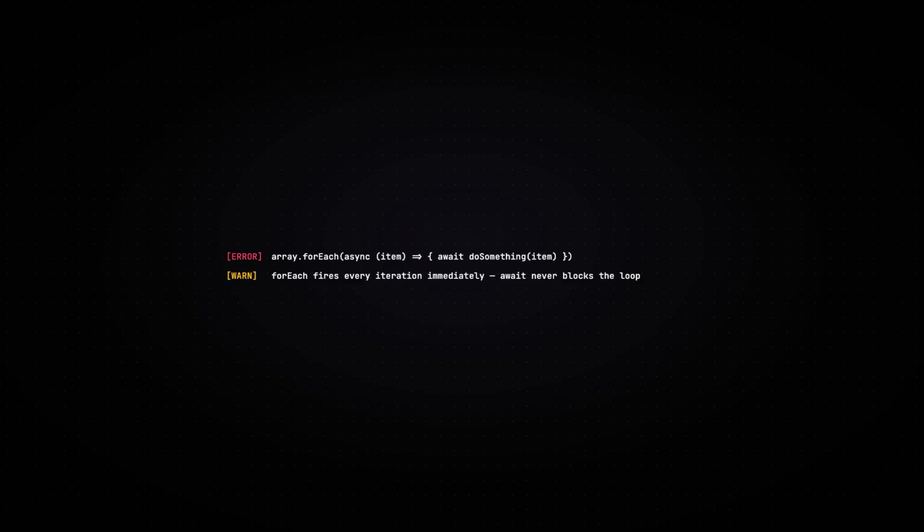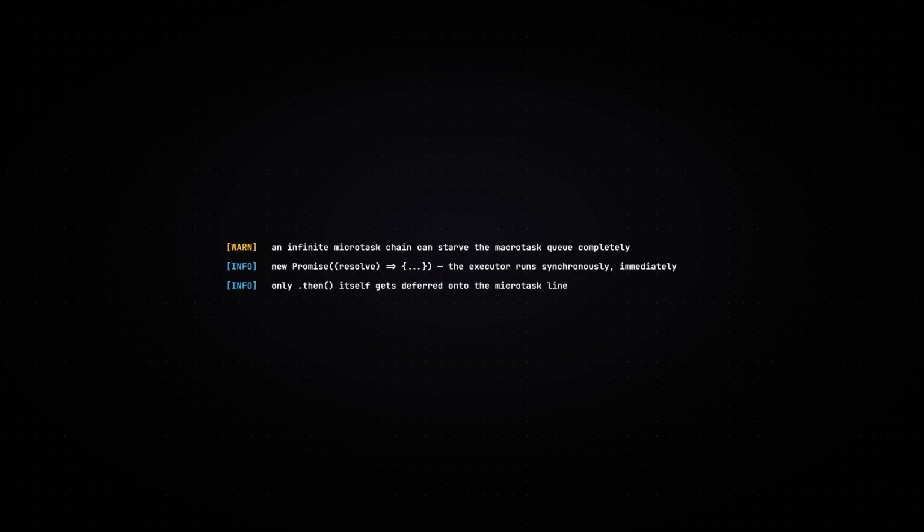And on the flip side, a chain of microtasks that keeps queuing more microtasks forever can starve the macrotask line completely, freezing clicks, freezing renders, freezing everything, without a single infinite while loop anywhere in your code. There's a smaller version of this same surprise hiding in the promise constructor itself. The function you pass into new Promise doesn't wait for anything. It runs immediately, synchronously, the instant the promise gets created, before a single then callback is ever attached. Only that then callback itself gets deferred onto the microtask line.